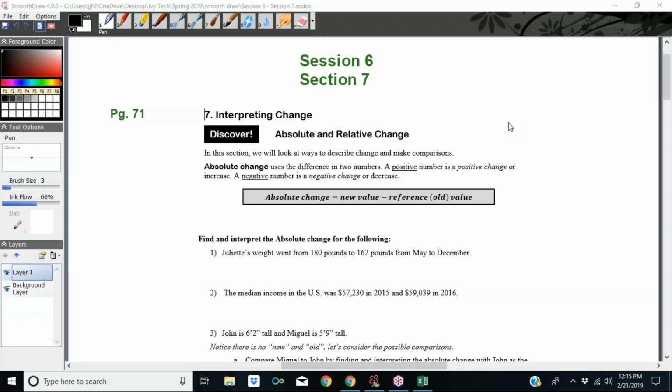Okay, so again, good afternoon. Thursday, February 21st. We're looking at Section 7 today. This is our 6th class meeting, and we're looking at Section 7. I just want to remind you of what is coming due here.